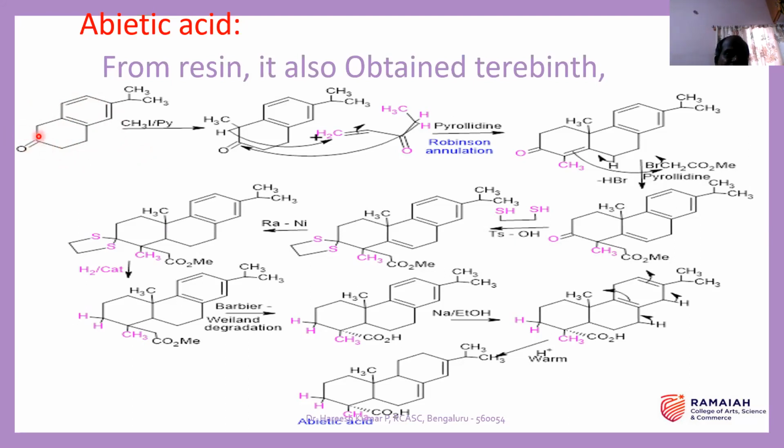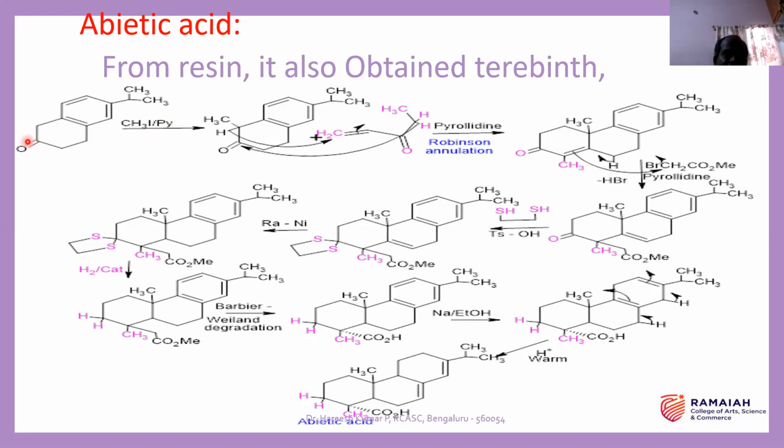And we have to mention what is the position. So this is 1, 2, 3, 4, 5, 6. 6-tetralone, and 2-isopropyl-6-tetralone. It is treated with methyl iodide. So you know that methyl iodide is an electrophile and pyridine is a base.